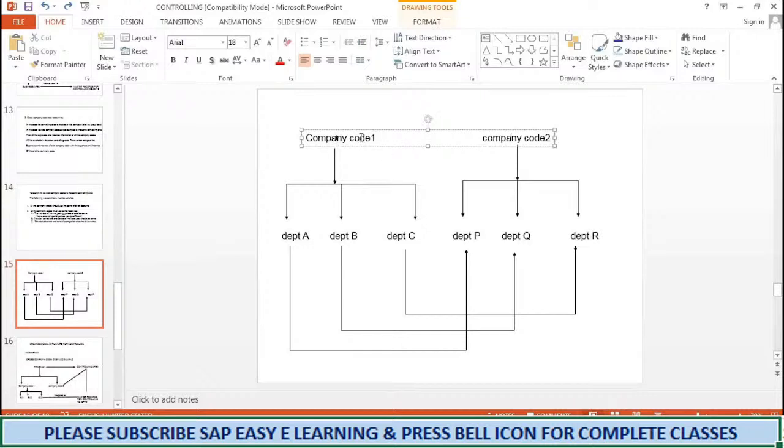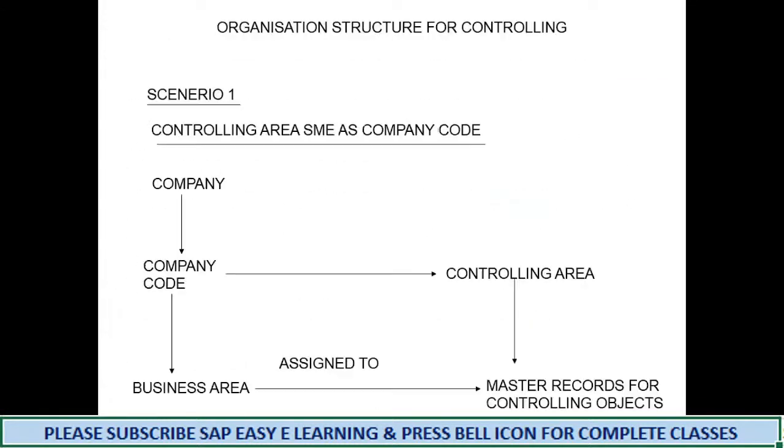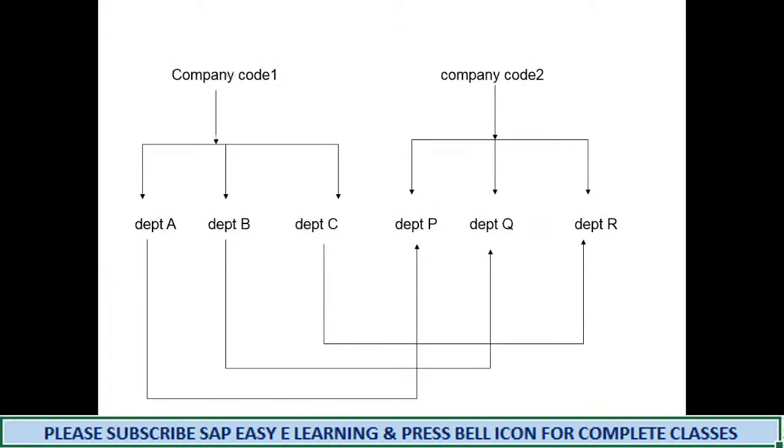When we assign company code 1 and company code 2 to the same controlling area, we can compare the performance of company code 1 with the performance of company code 2. Means at the company code level, you can compare the performance. You can analyze the performance.